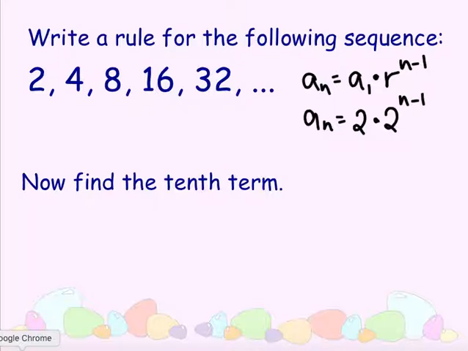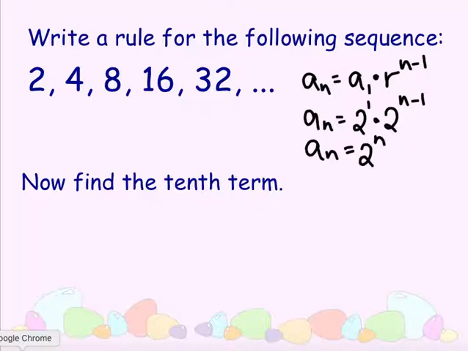Now we can actually simplify this one. Some of these we cannot. This one we can because we can think of this first 2 as 2 to the first power. So when we're multiplying things with the same base, we add the exponents. So we're actually adding n minus 1 plus 1. So we just get 2 to the n power.